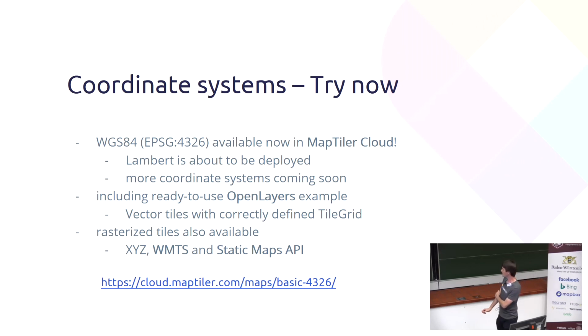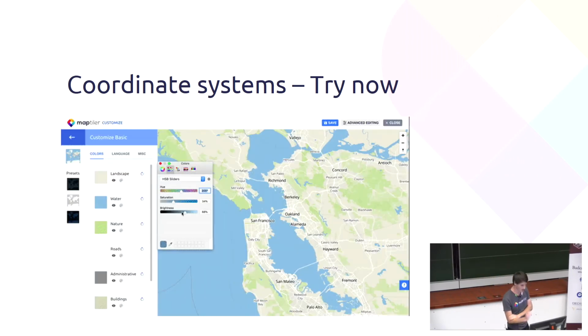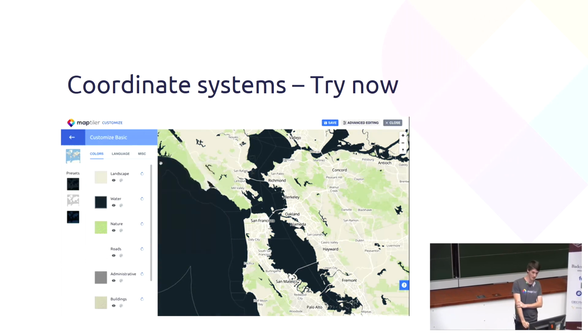What you have there, you can start using with OpenLayers, which can show both the raster tiles and vector tiles, or you can also mix it. And we also offer it as XYZ, because we rasterize it on demand, WMTS, or the Static Maps API. So that's the easy way.